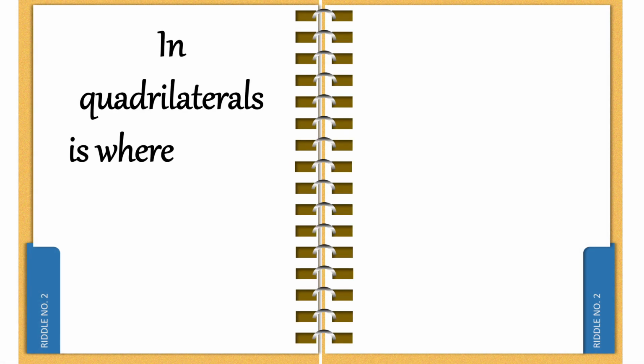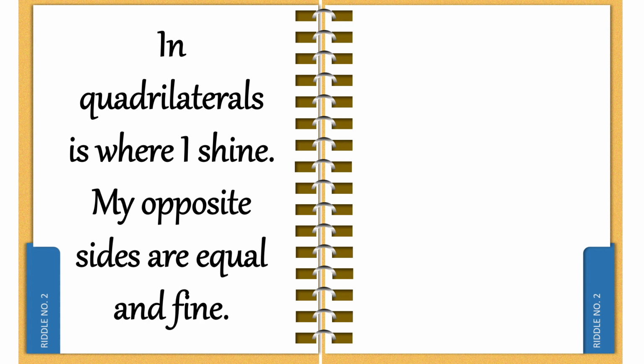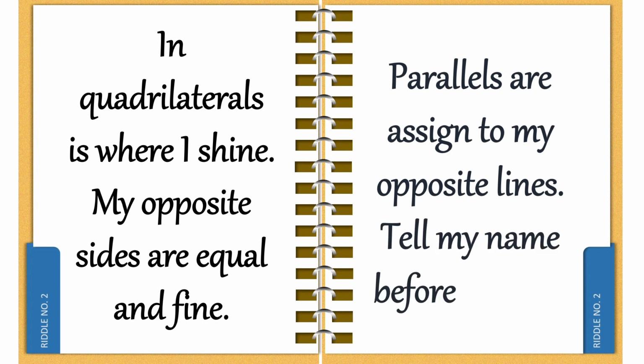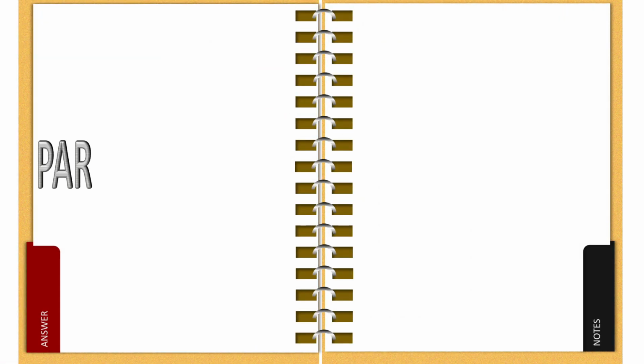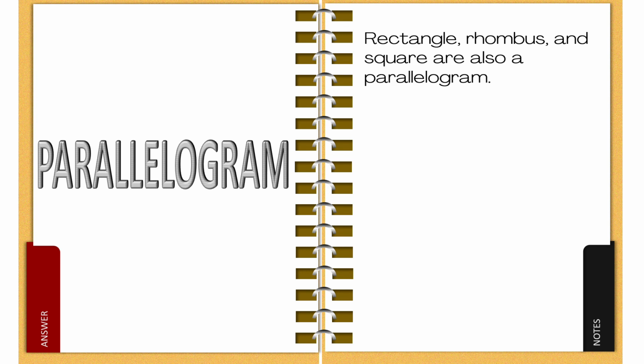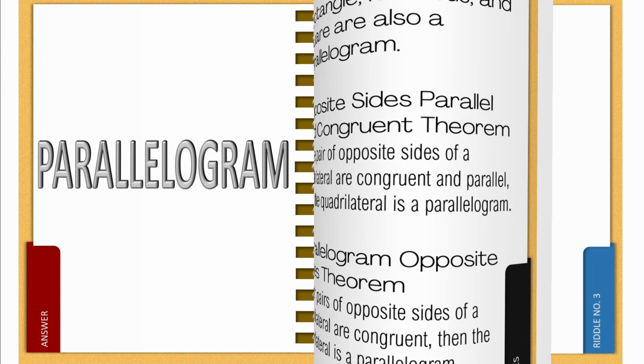In quadrilaterals is where I shine. My opposite sides are equal and fine. Parallels are assigned to my opposite lines. Tell my name before I whine. Parallelogram is the correct answer. Remember that the rectangle, rhombus, and square are also described by the riddle since they are parallelograms. Meanwhile, these two theorems support the answer to the riddle.